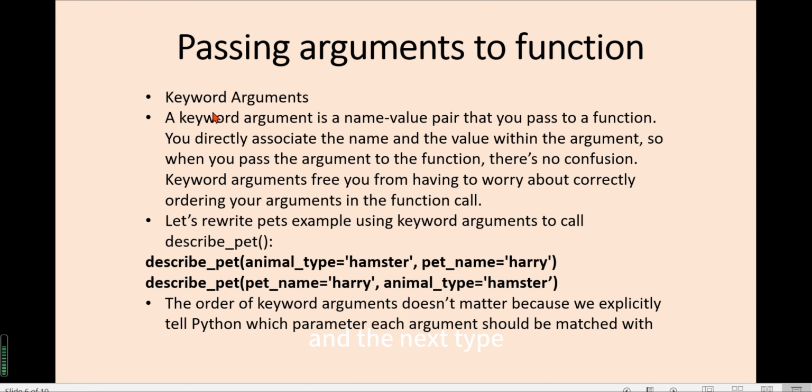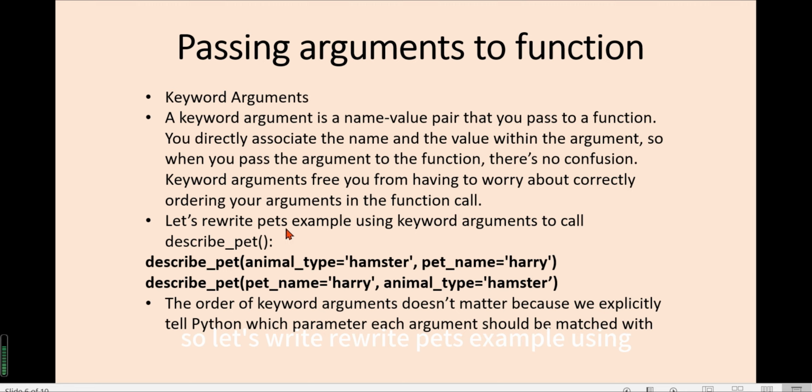The next type of argument passing is keyword arguments. A keyword argument is a name-value pair that you pass to a function. You directly associate the name and the value within the argument, so when you pass the argument to the function, there is no confusion. Keyword arguments free you from having to worry about correctly ordering your arguments in the function call.